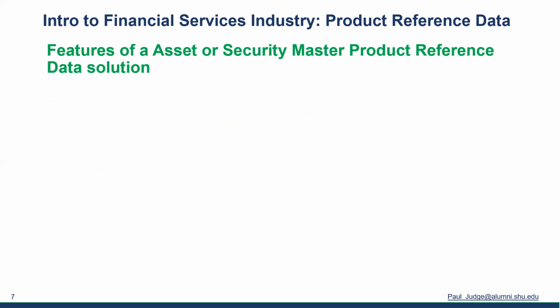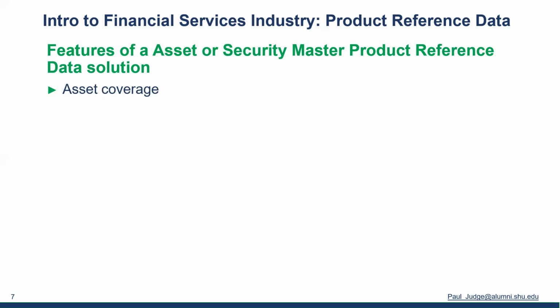So features of an asset or security master product reference data solution would include asset coverage, right? First, there are millions of securities out there. If you're an asset manager and you're only looking at maybe 10,000, 20,000, 50,000 securities, you only need the reference data on those 50,000 securities. You don't need the universe of 10 million or 20 million different securities. But if you're trading in mortgage-backed securities, mutual funds and municipal securities, you're going to need more and more data because there are a lot more of them.